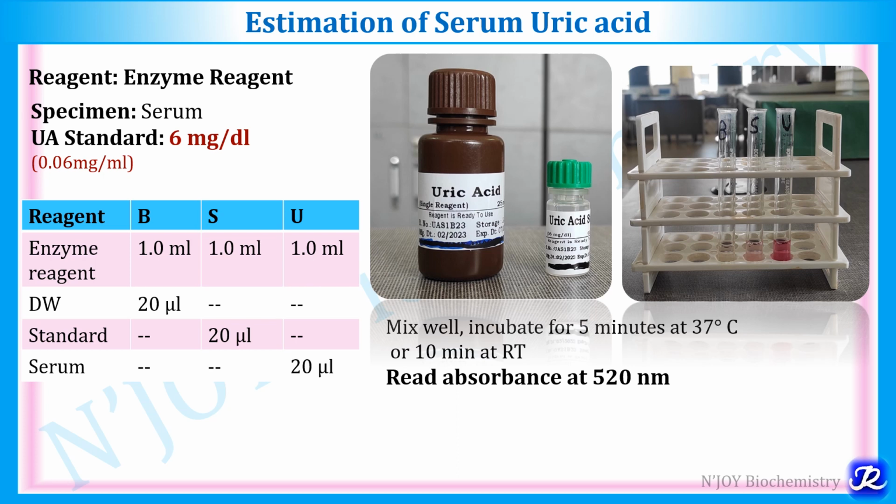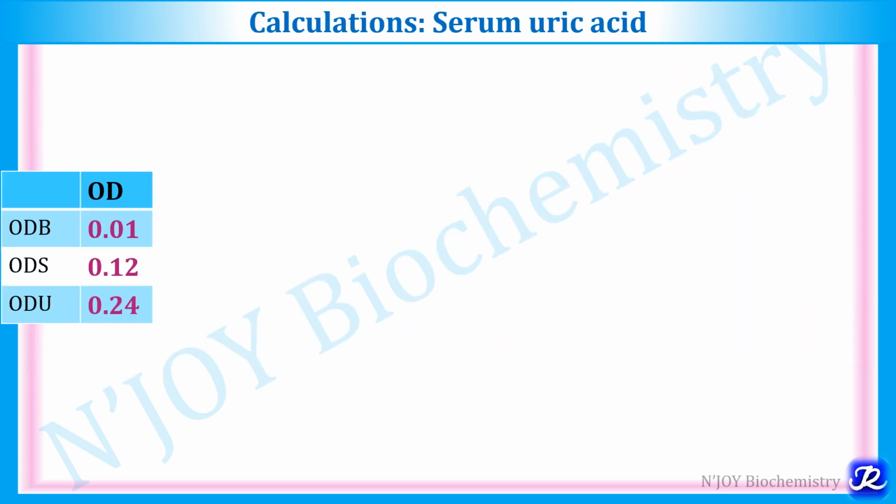So you can see here 3 test tubes: blank, standard and unknown. We know that the standard concentration is 6 mg per deciliter, and the intensity of color developed in the unknown is more as compared to the standard. So by looking just at the color we can say that the concentration of uric acid in the given sample is definitely more than 6 mg per deciliter, and after the incubation we have to read absorbance at 520 nanometer. Now we get ODs: OD of blank 0.01, OD of standard 0.12 and OD of unknown is 0.24.